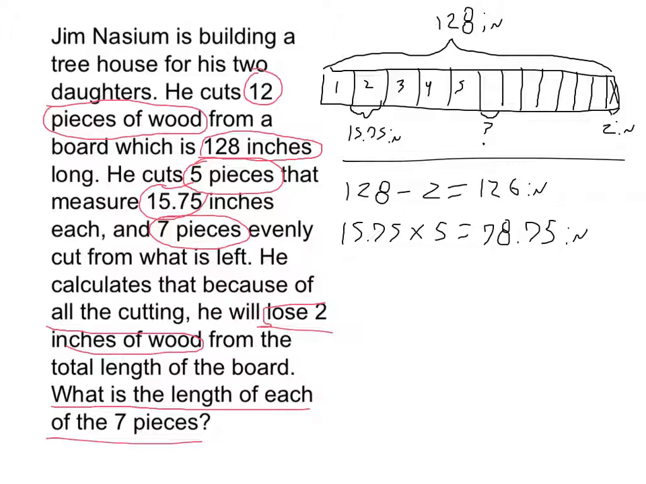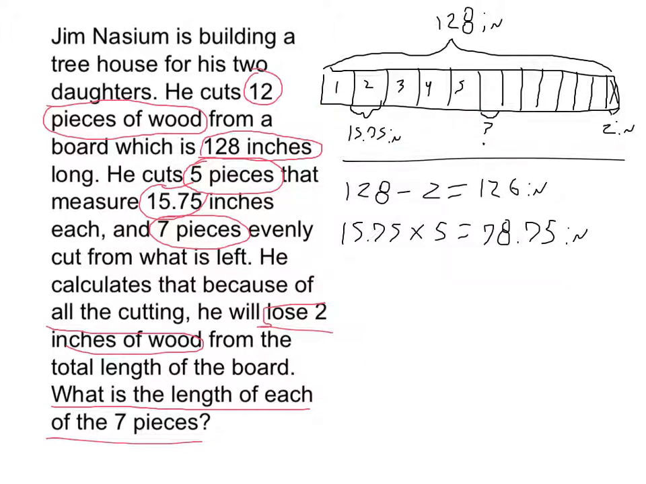I'm just not showing my work up here because I don't have a ton of space. So now let's take a look back again. We know that our total length of the board is 126 inches after we account for the part that's going to be lost during cutting. We know that the length of the boards that we have already here is going to be 78.75 inches. So from here over to here is 78.75 inches.